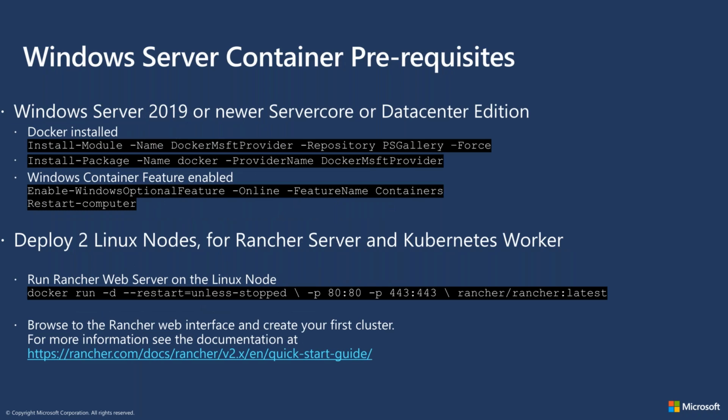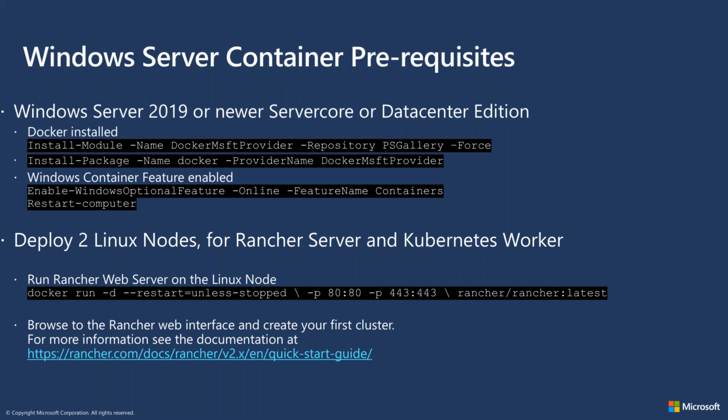So to get started, you need Windows Server 2019 Server Core or Data Center Edition. Keep in mind that there are licensing differences between Server Core and Data Center. Server Core allows you to run 2 virtual machines and unlimited process isolated containers. And Data Center Edition allows you to run unlimited virtual machines and unlimited process isolated containers.